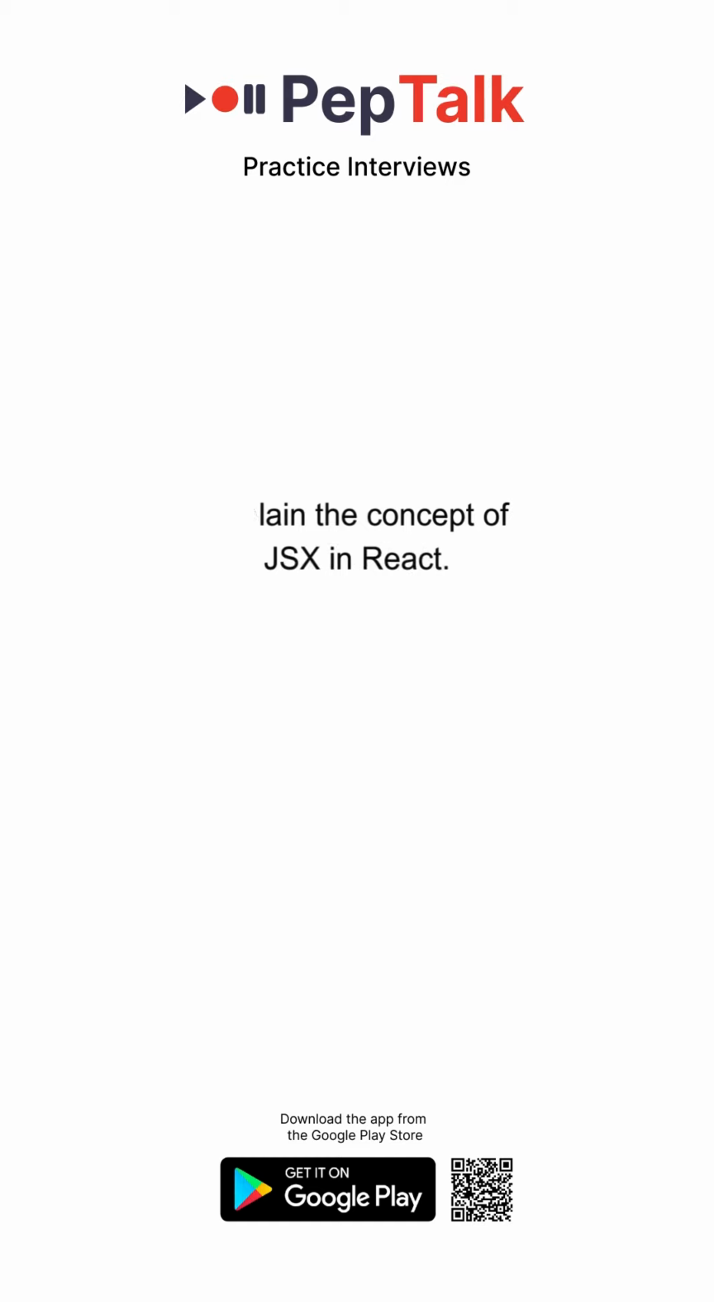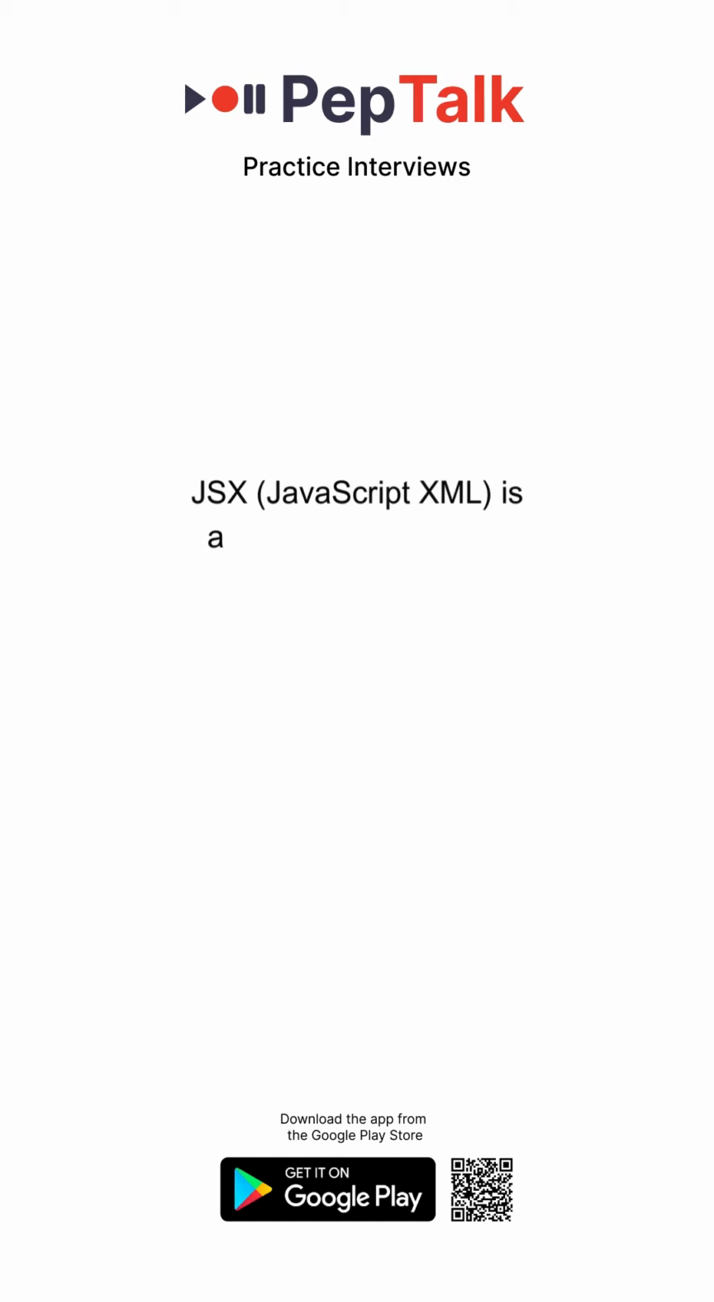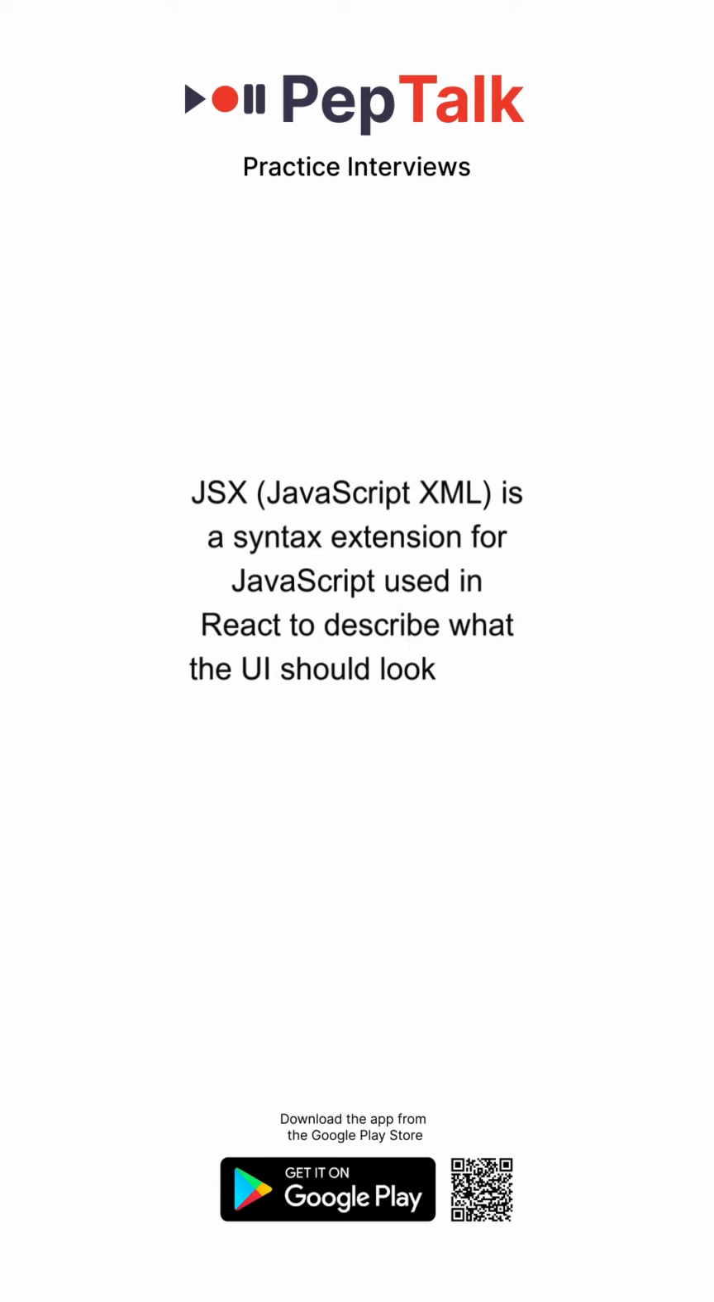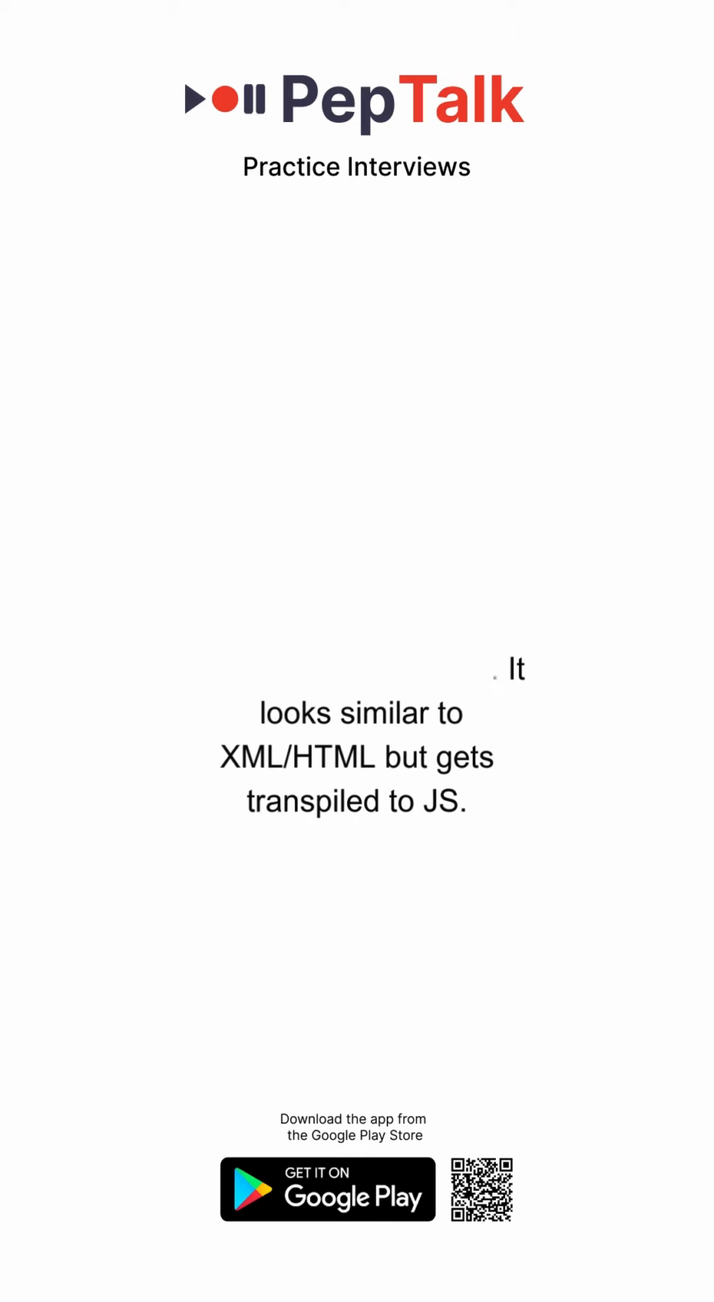Explain the concept of JSX in React. JSX, JavaScript XML, is a syntax extension for JavaScript used in React to describe what the UI should look like. It looks similar to XML or HTML but gets transpiled to JS.